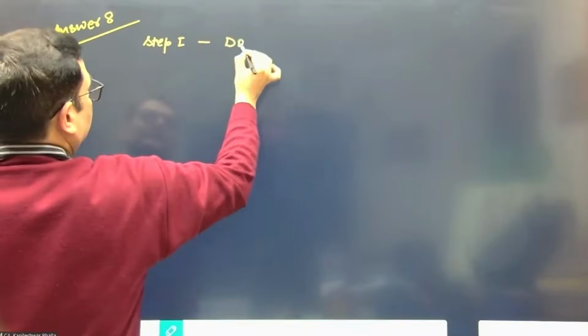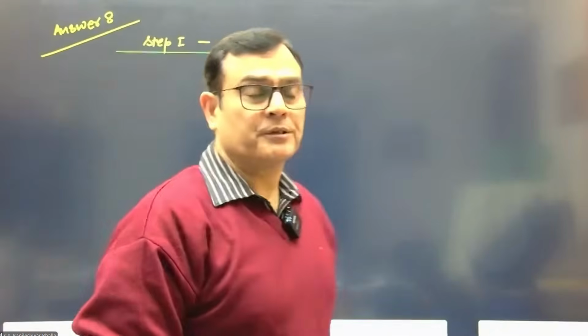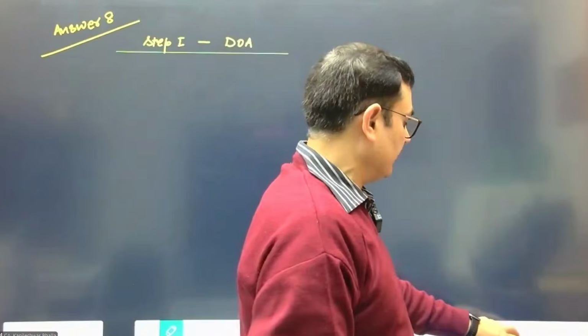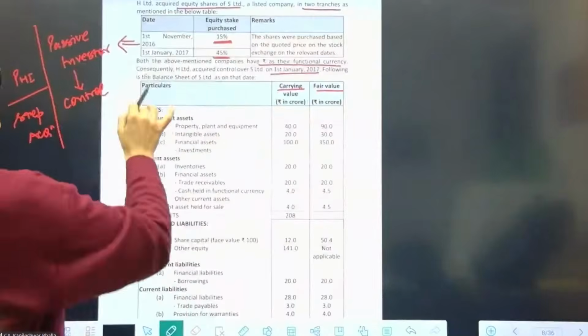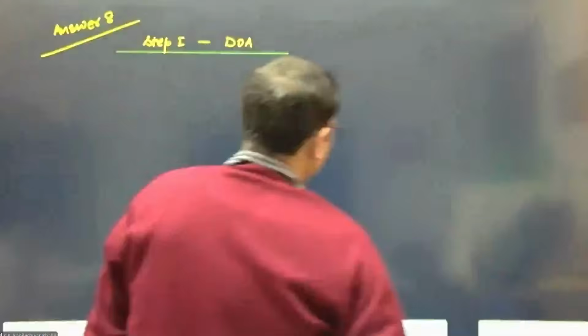Let's begin with the step number 1, which is getting the date of acquisition. I think the date of acquisition is the second date because this was a case of a step acquisition. Earlier, the company had a 15% stake, so that was not the acquisition date. So I think we need to consider 1st January 17. That's right. So 1st January 17 is the date of acquisition.